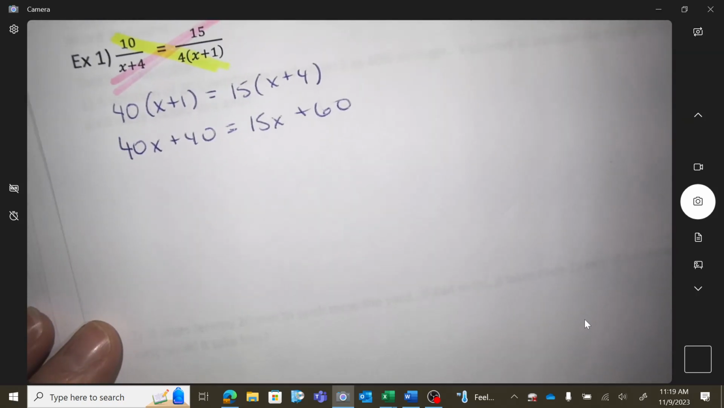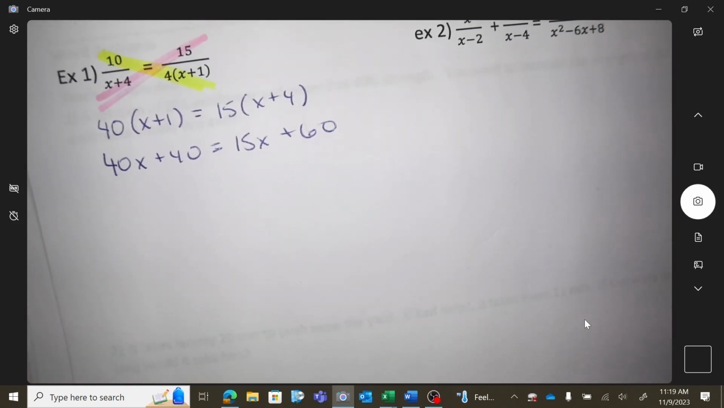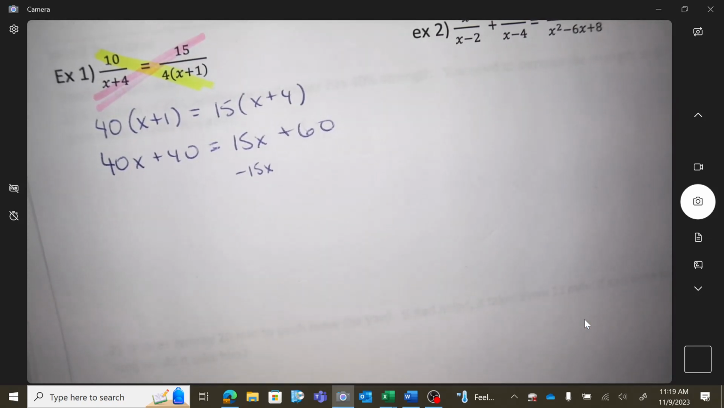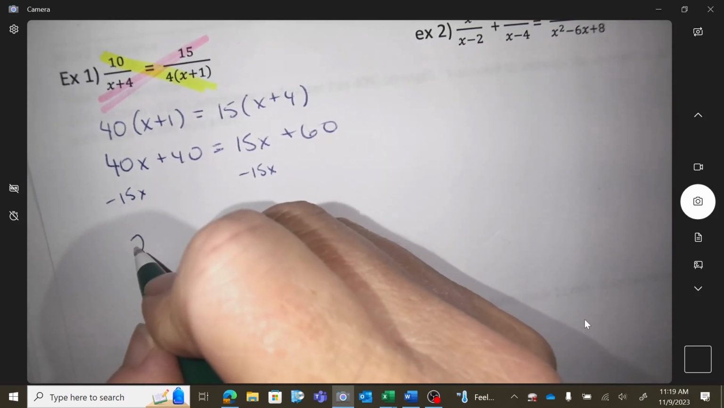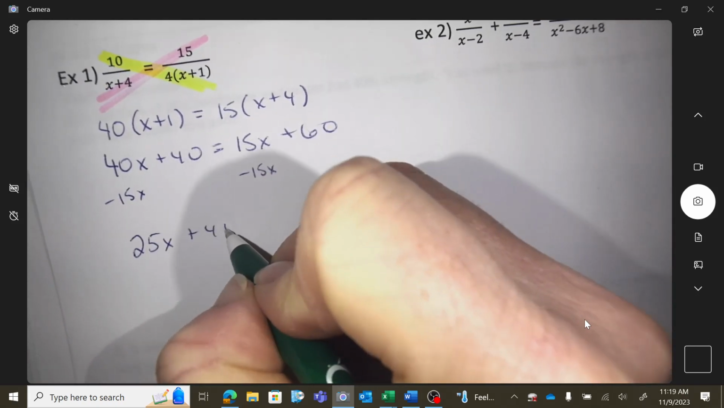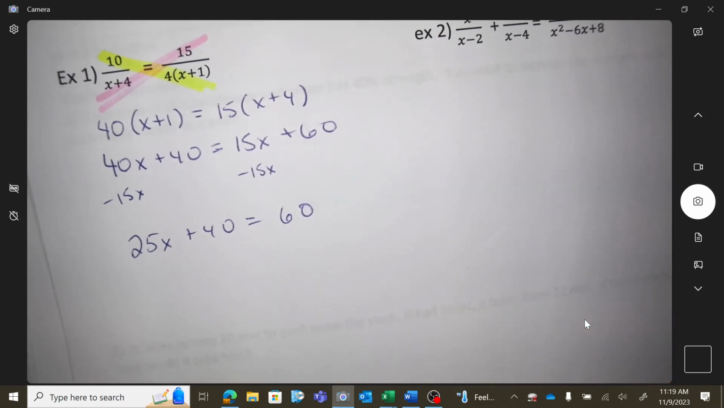These are all algebraic steps. Let's distribute. Collect. What do you want to attack first to start moving stuff? Algebra. What do you do first? I would do a minus 15x. Minus 15x. So then it makes 25x plus 40 equals 60.